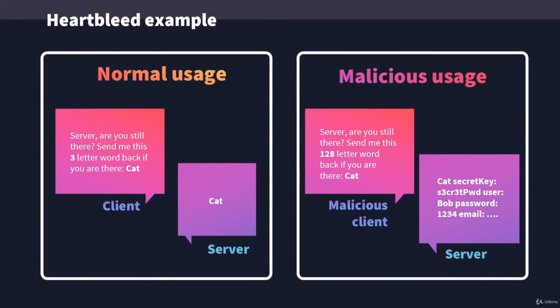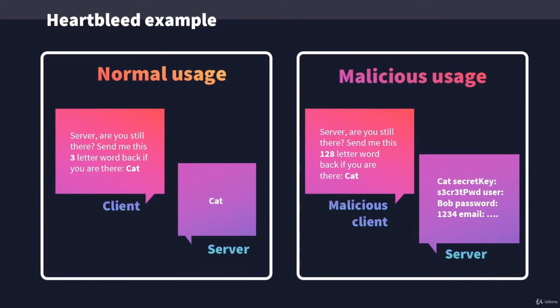To better understand this, we have here an oversimplified example of how Heartbeat works and how Heartbleed works. From time to time, the client wants to check that the connection with the server is still open, and will send a message to the server and wait for a reply. On the left, we have the normal usage, in which the client would say something like, "Hey server, are you still there? Send me this 3-letter word back if you are there." And then it would give a 3-letter word such as cat. Then the server would reply with the message cat. Now the client knows that the connection with the server is still open.